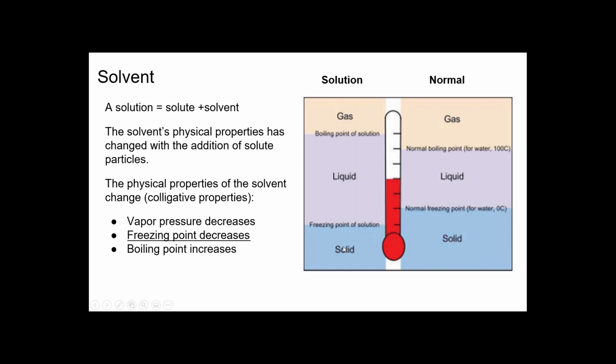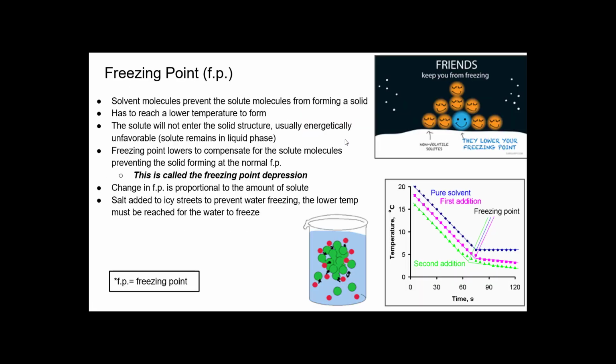So think of people trying to dance, a couple, and they can't reach each other because there are too many people in the way. They have to work harder to come together. So you can see that it lowers the freezing point from the normal, and it increases the boiling point. It has to hit a higher temperature for water to boil, because it has to overcome those impurities in it. So for freezing point, solute molecules prevent the solvent molecules from forming a solid. It has to reach a lower temperature.